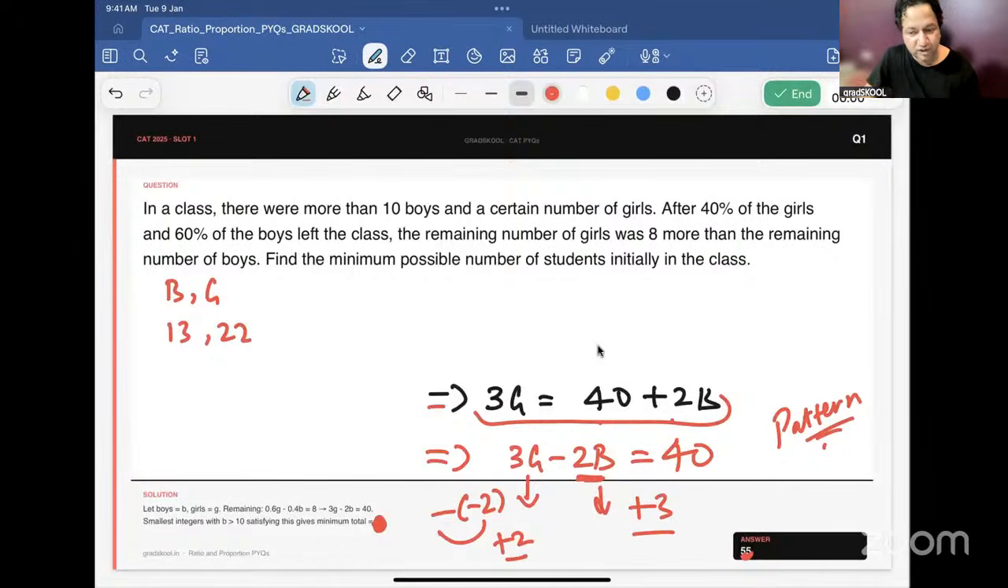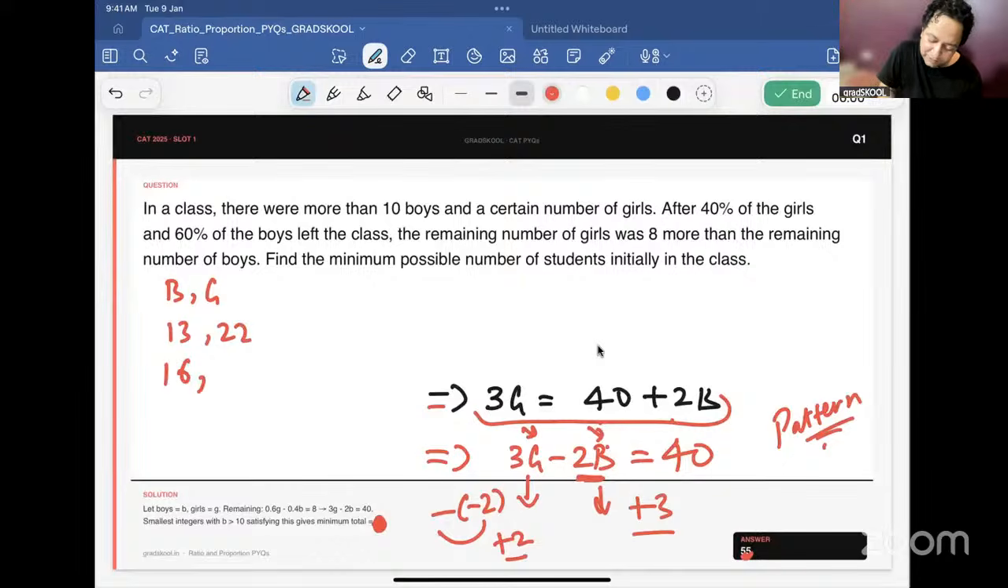So would you be able to remember that? Tell me in the comments, everyone, what I said, that the value of G will decrease by the coefficient of B, and inversely the value of B will increase by the coefficient of G. So decrease by -2 is increase by 2 only. Okay. So 13 plus 2, the next value is 15. Here 22 plus, how much is that? 13 plus 2 is 15. Oh, sorry, 13 plus 3 is 16. I'm so sorry.